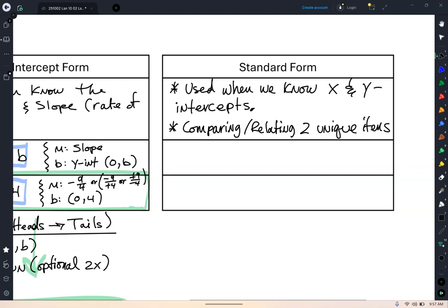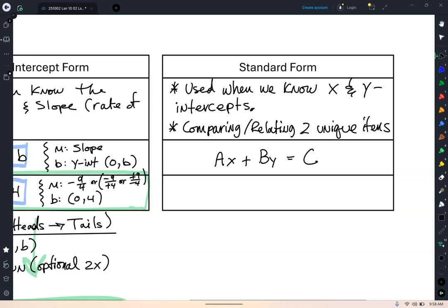All right, let's talk about standard form. It's a little weird. It looks like this. I'm not even going to shift this off to the left because there's nothing to read right off of standard form. It's capital A, lowercase x, plus capital B, lowercase y, is equal to capital C. The alphabet? I know, right? Algebra and its letters.